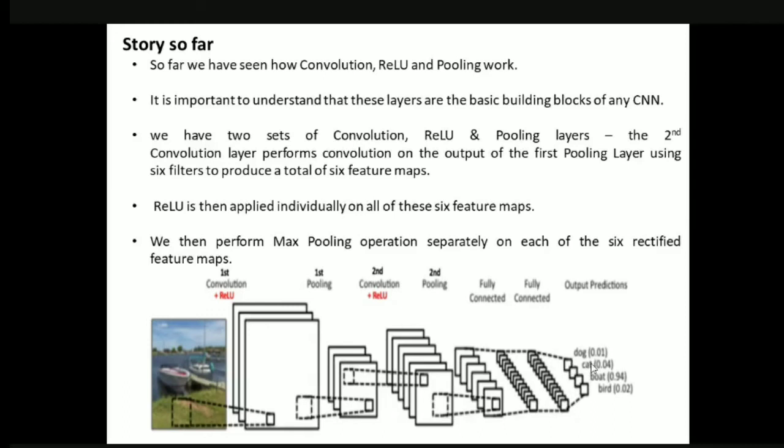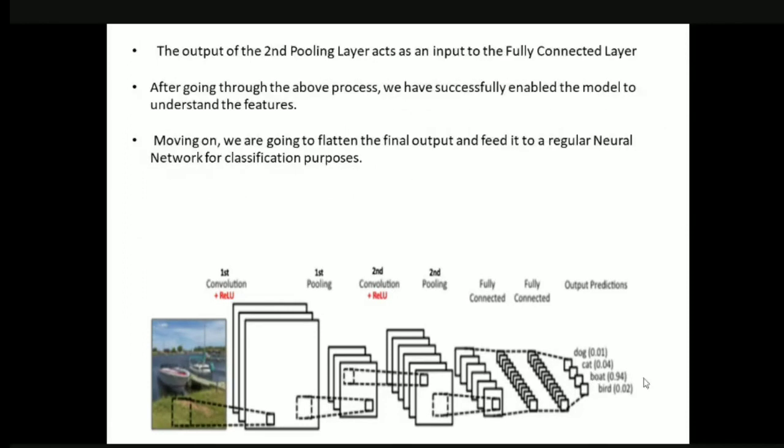This is the output prediction of this particular convolutional neural network. The output prediction for dog is 0.01, for cat is 0.04, for boat is 0.94, and for bird is 0.02. The sum of all these values should be equal to 1. So softmax is going to classify based upon the probabilities only. Always the sum of all the classified values must be equal to 1. So this is how we have done convolution, pooling, again convolution, again pooling, and so on.